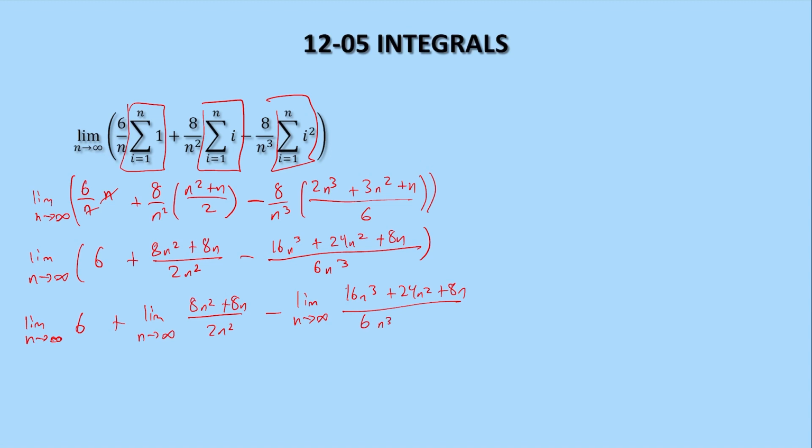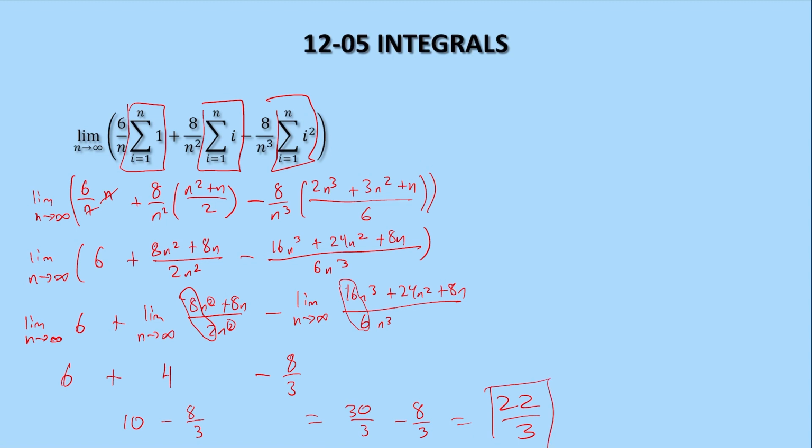We evaluate each of them. Limit of a constant is the constant, so we have 6. Degrees are the same, so it's leading coefficients. 8 over 2 is 4. And then we have, again, leading coefficients, 16 over 6. We can reduce those by 2, to be 8/3. So we have 10 minus 8/3. Need a common denominator, so it'll be 30/3 minus 8/3, which is 22/3. And that is the amount of area in that little graph that we had.